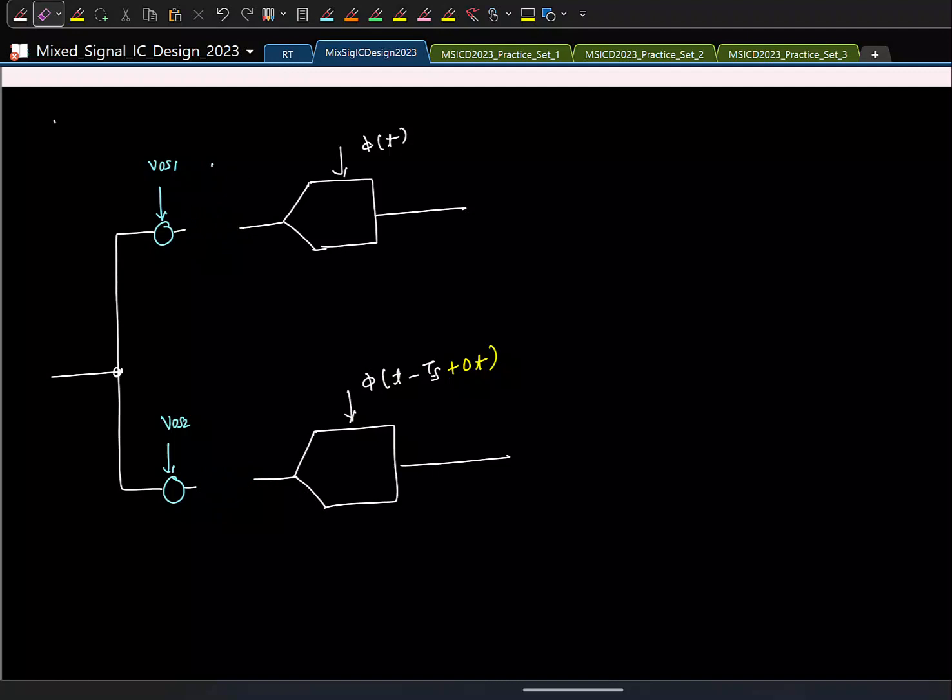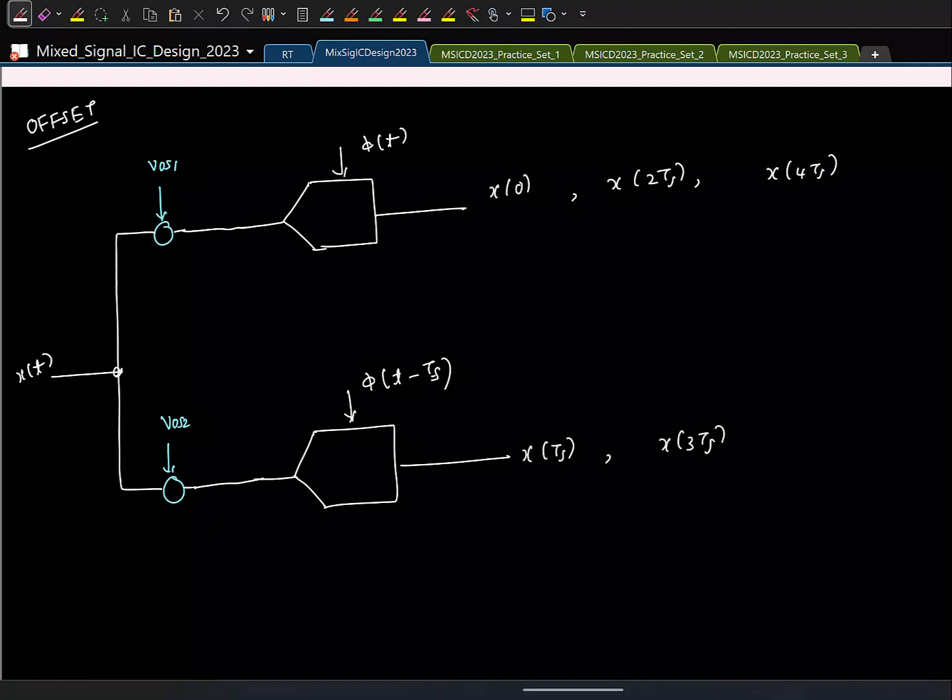Again, I'll start with a simple two-channel ADC. We'll understand what's happening, and then we'll extend the result to an N-channel interleaved ADC. Right now we'll assume that there are mismatches only in the offset. So let us say this is x of t. Ideally the samples here must have been x of 0, x of 2Ts, x of 4Ts and so on. And here it should have been x of Ts, x of 3Ts. Now what will be the signal, the samples, I'll have?